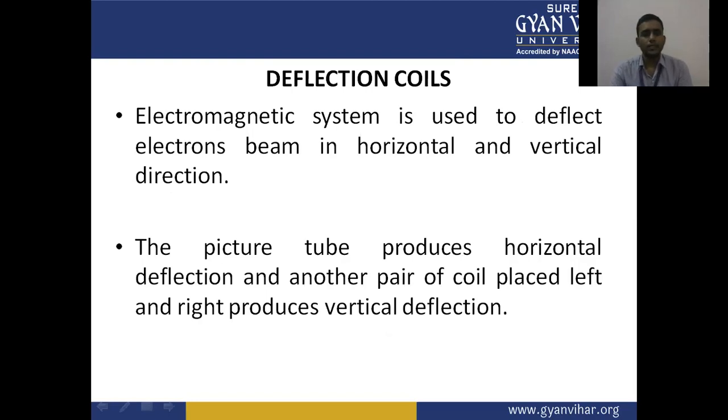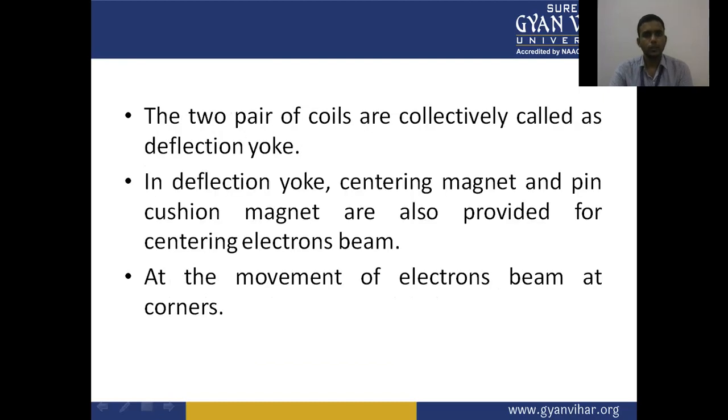The electromagnetic system is used to deflect the electron beams in the horizontal and the vertical directions. One pair of coils produces the horizontal deflection, and another pair of coils, placed left and right, produces the vertical deflection. Two pairs of coils are collectively called a deflection yoke.